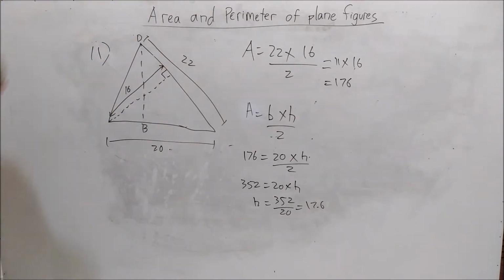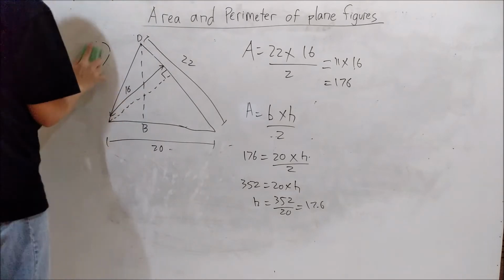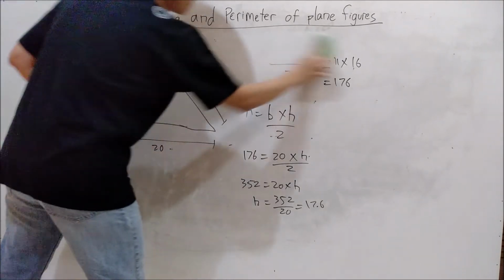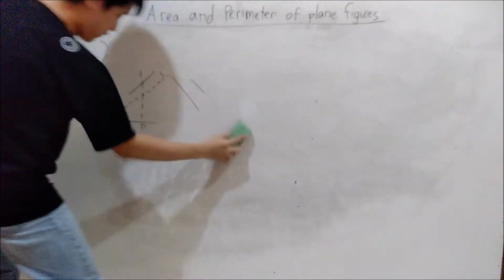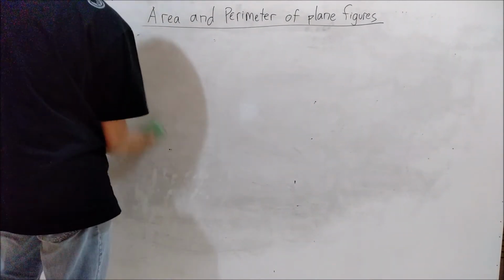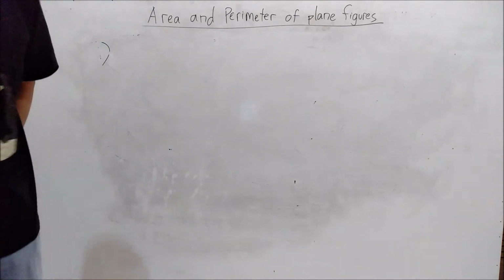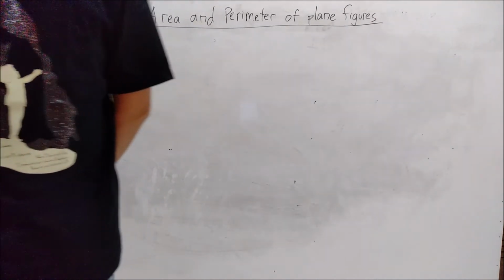If you want to write it down, next will be number 12. Let's go with number 12. Let's read the question first. Number 12. Oh, there will be two questions here.